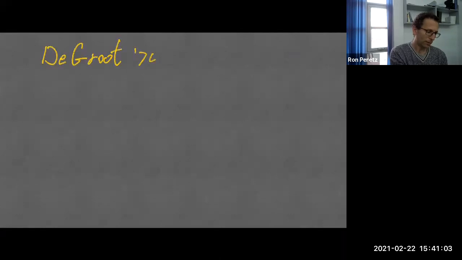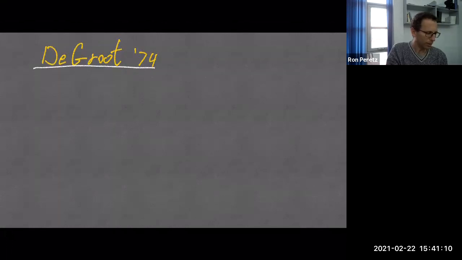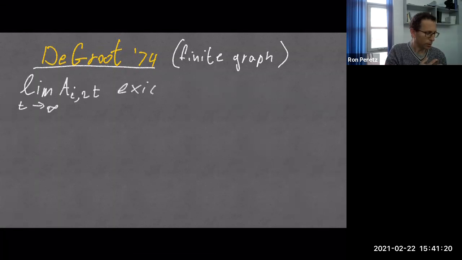Okay. So what can we say, or what have people said, about the DeGroot dynamics? This is the first paper by DeGroot himself, and it refers to finite graphs. There are two results. One says that the limit of the opinion always exists. What does it mean that it exists? You can see here that I have a limit of a_i(2t), so at even time periods the limit exists. It need not be the same limit for odd and even periods; the limit exists for even periods and for odd periods, but it doesn't have to be the same.